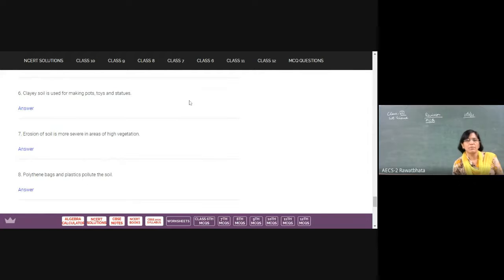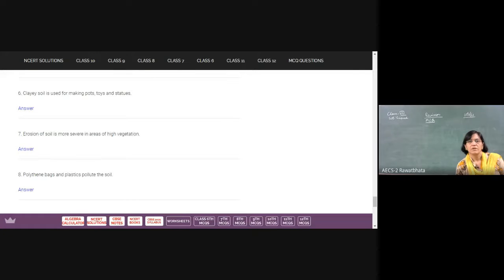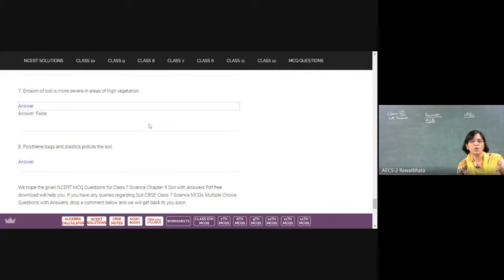Clay soil is used for making pots, toys, and statues. And now I would like to give to Tapshil. Siddhika: Ma'am, true. Tapshil, you try to attempt the next question. Yes, of course, this is true. Tapshil, this one. Erosion of soil is more severe in the areas of high vegetation. Has to be false. Erosion will be more in case of the areas of low vegetation. Last one, try to attempt the Tapshil. Polythene bags and plastic bags pollute the soil.